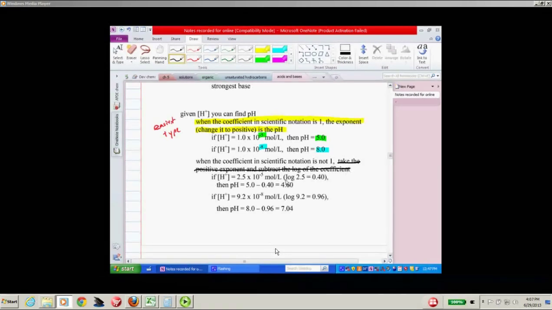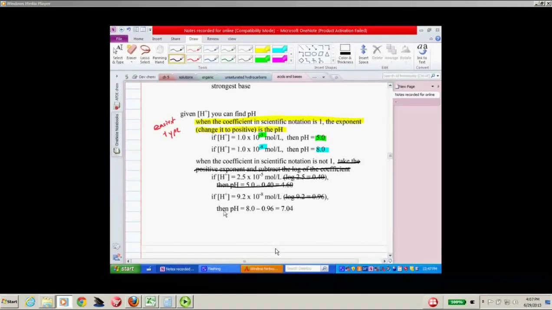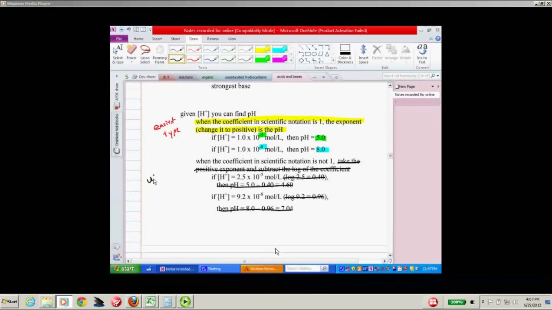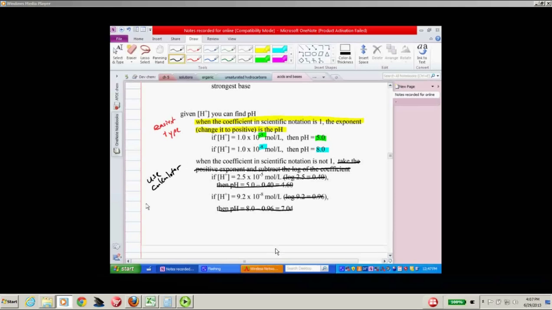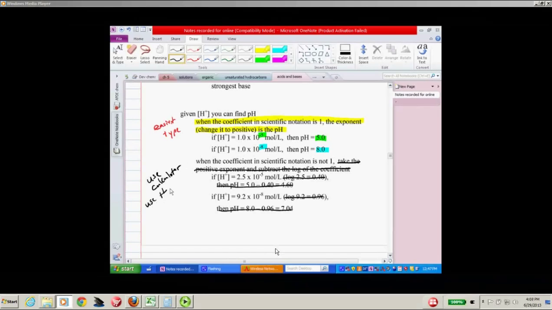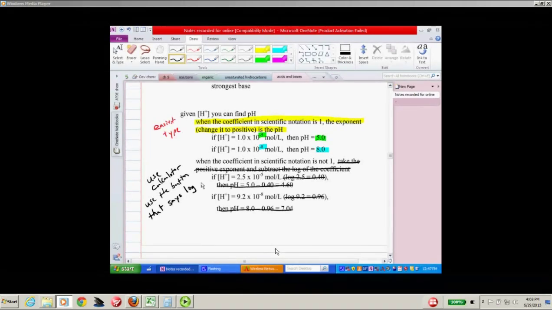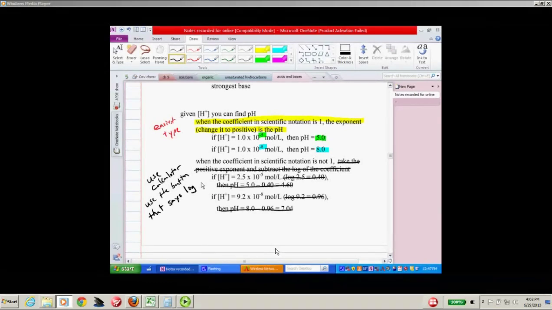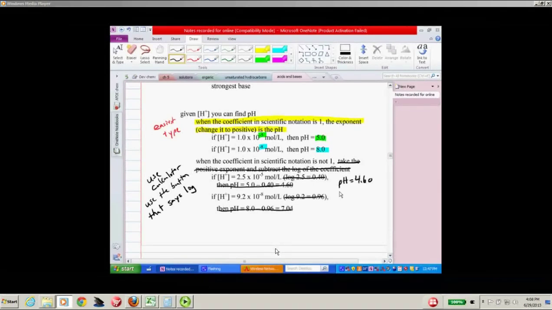Now, when the coefficient in scientific notation is not 1, I have a lot of stuff written here that you don't actually need, which is why I crossed it out, just use your calculator. You can actually use that button that says log, L-O-G. Some calculators like you to hit log first and then the number. Some like you to hit the number first and then hit log. You've just got to experiment with your calculator.